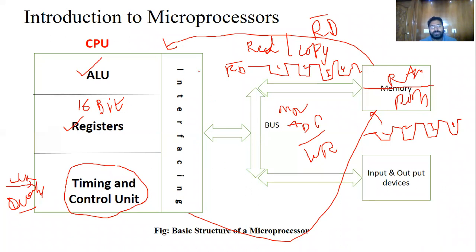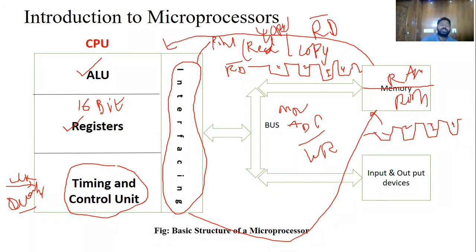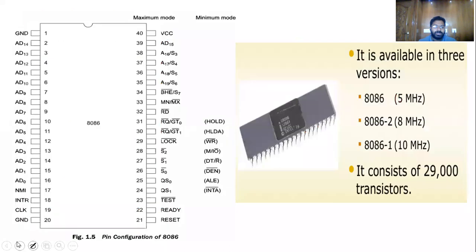Now the very critical one is the interfacing unit. To connect the memory as well as input output devices, any outside devices, we use this interface unit, nothing but the pins. We have only 40 pins; this is a 40 pin microprocessor. Out of these 40 pins, we connect any memory device as well as the input output device. This is the basic pin diagram of the microprocessor.